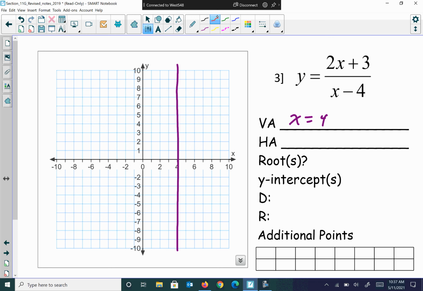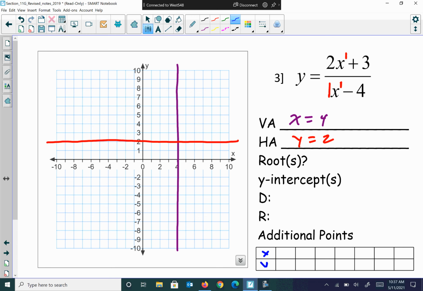Horizontal asymptote, because we have a singleton fraction. I'm not adding or subtracting a number. If this is to the first and this is to the first, which they are, and I have a 1 in front of that x, it's going to be 2 over 1. So y equals 2, because 2 over 1 and 2 is the same thing. Sometimes it's hard to decipher in algebra 1. Is 2 over 1 the same thing as 2? Sometimes.